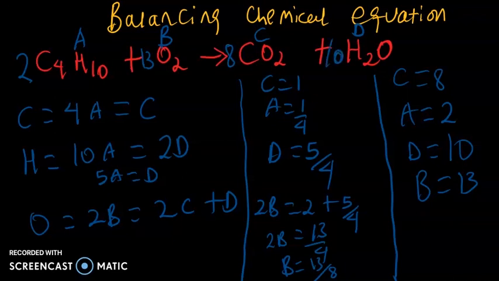There's a rule that when it's combustion, you have to make the hydrocarbon coefficient to be 1. So let's divide everything by 2. So 2 divided by 2, that's 1, and 13 divided by 2, and 8 divided by 2, that's 4, and 10 divided by 2, that's 5. So let me correct it, and this is 5.